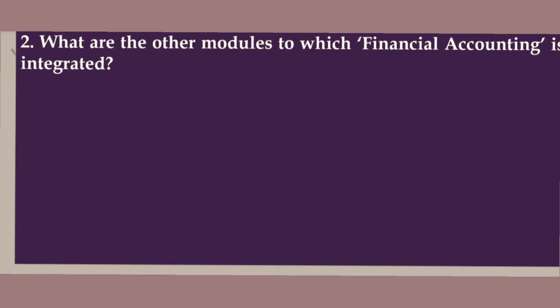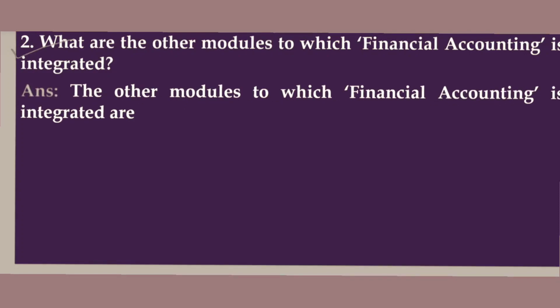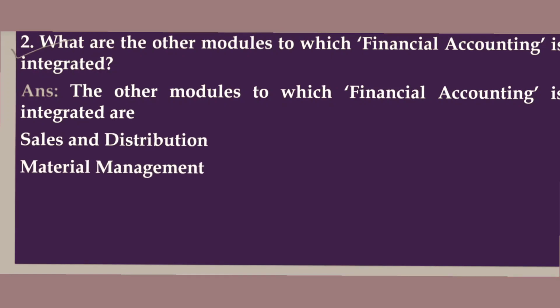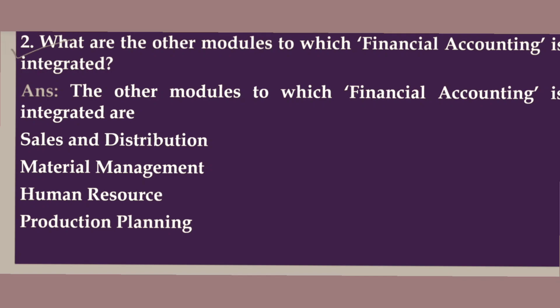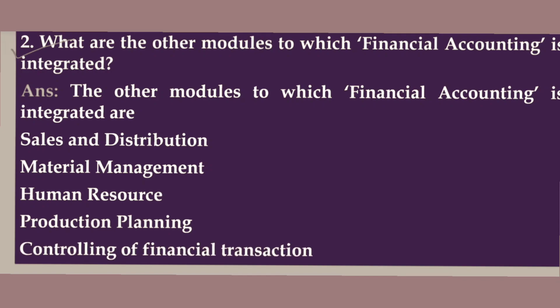Next, what are the other modules to which financial accounting is integrated? The other modules to which financial accounting is integrated are sales and distribution module, material management, human resource. Material management is MM, human resource is HR, production planning is PP, controlling of financial transactions.